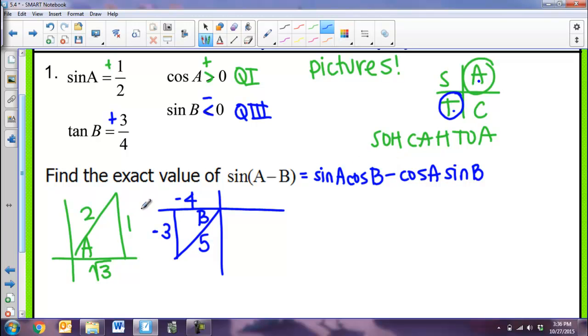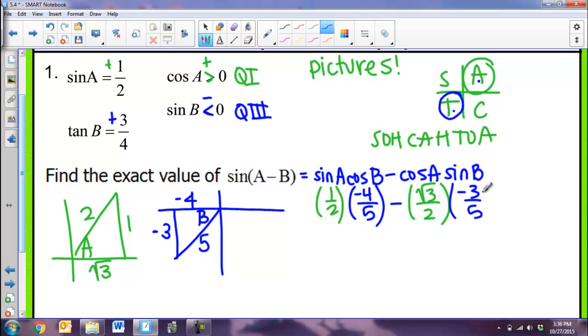Now all I have to do is take the values from my unit circle. The sine of A, the opposite over the hypotenuse, is just 1/2. The cosine of angle B is going to be the adjacent over the hypotenuse. Then I'm going to do the same thing, with a minus sign in between them. Then we have the cosine of A, so I would have √3 over the hypotenuse, which is 2. And finally, the sine of B is the opposite over the hypotenuse.